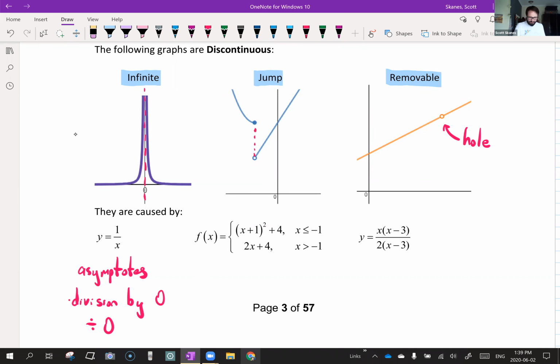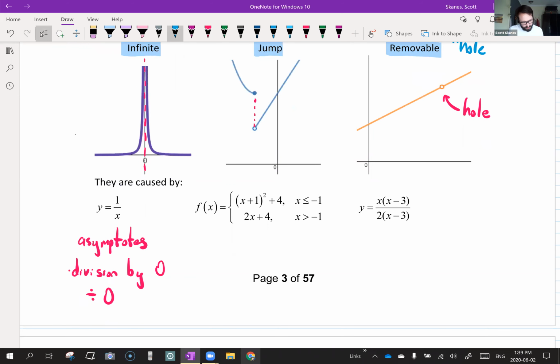The hole in the graph. So removable, another word for it is called a hole. Just put it simply like a hole, like a space, an empty space. And instead of using the word removable discontinuity, I like to use the word hole. The cases where we see this are when we have factors that can cancel. If you can cancel factors, we often see holes at those points.